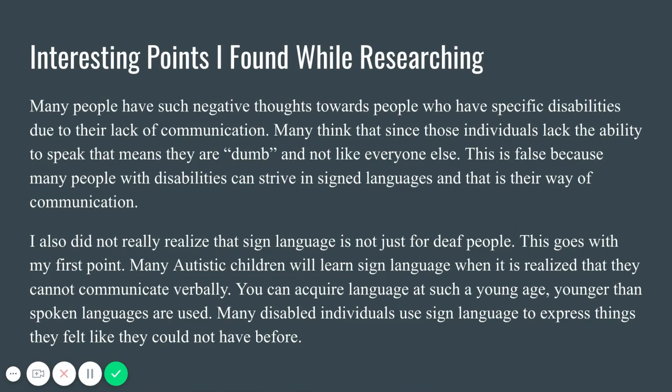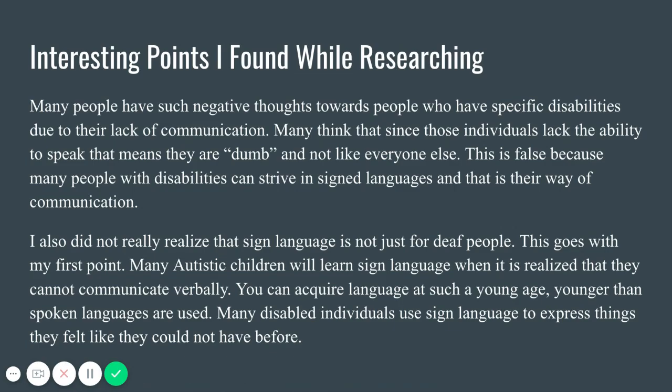I also did not really realize that sign languages are not just for deaf people. This goes with the first point that I just said. Many autistic children will learn sign language when it is realized that they cannot communicate verbally. You can acquire language at such a young age, younger than spoken languages are used. Many disabled individuals use sign language to express things that they felt like they could not have before.